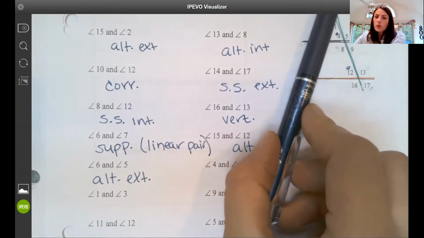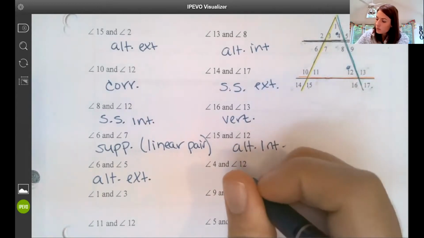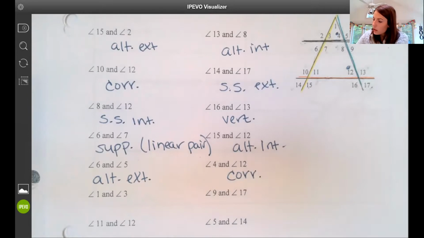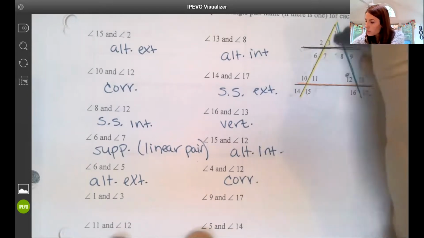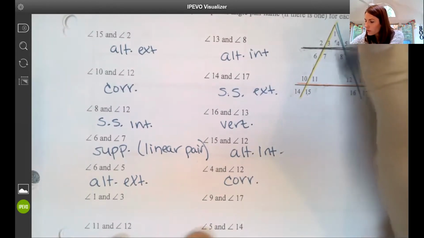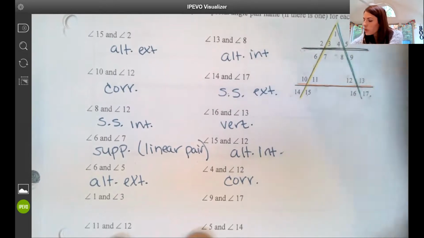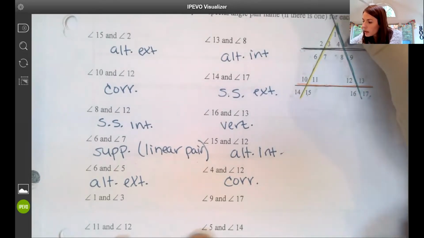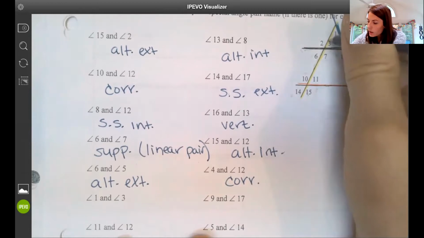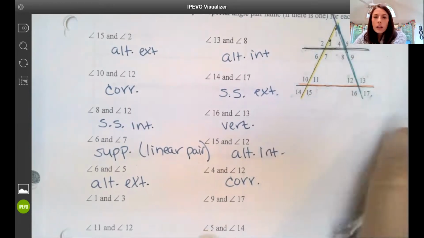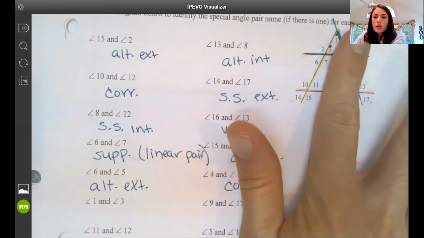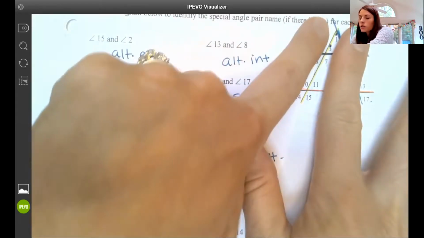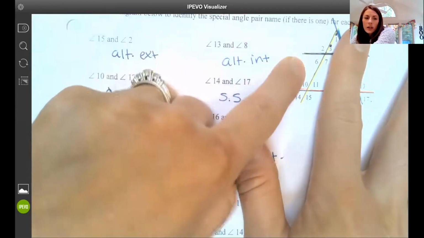Corresponding, yeah. One's out and one's inside. 1 and 3. That's a weird one. Let me extend this line. 1 and 3 are here. Now they're between those two lines. So they're on this yellow transversal between the blue and the black line.